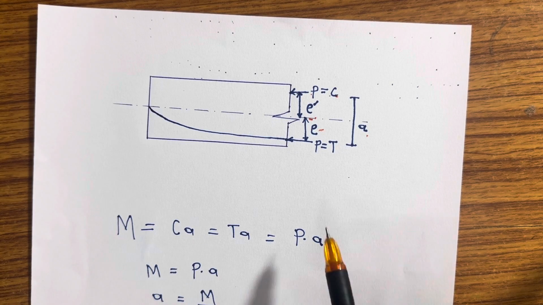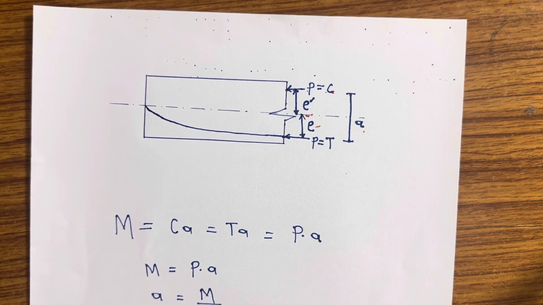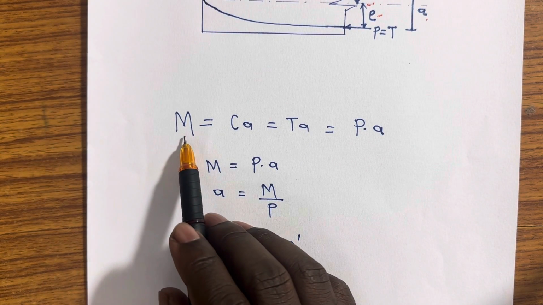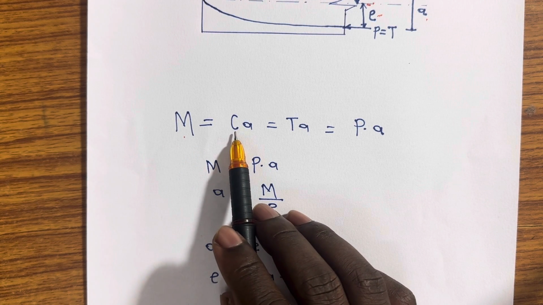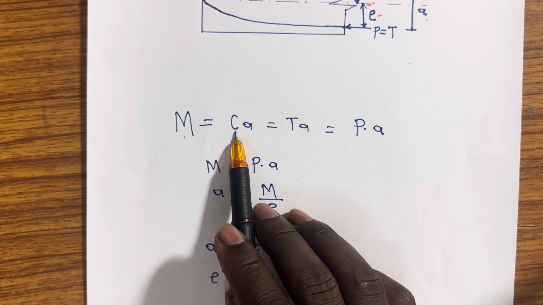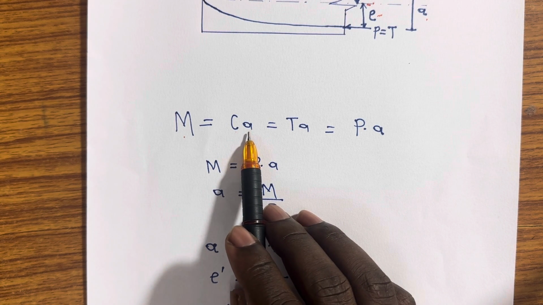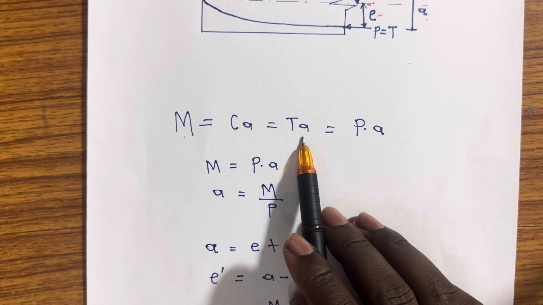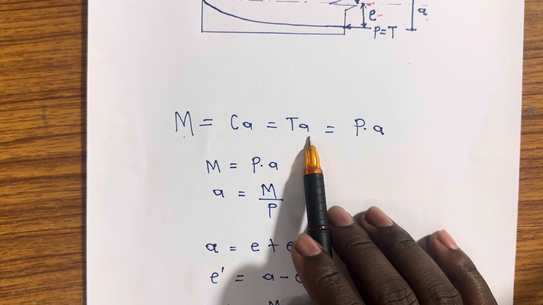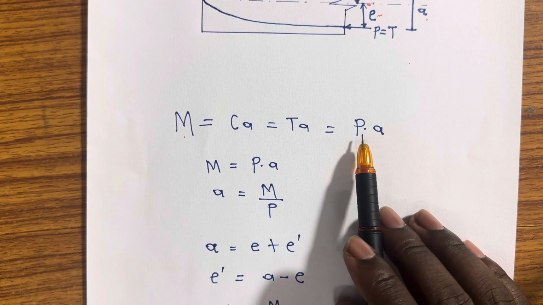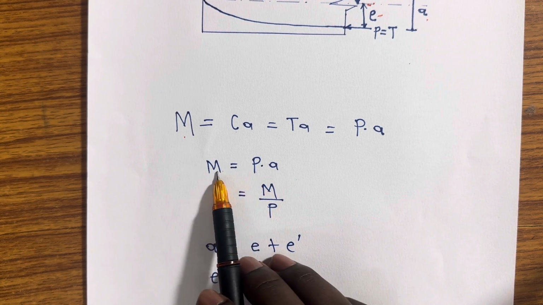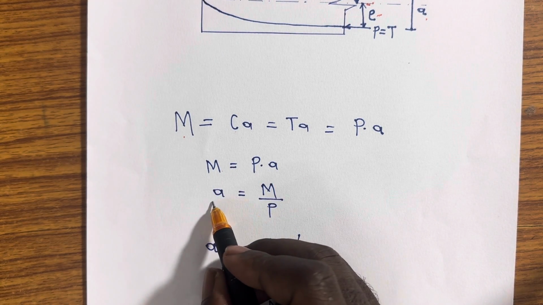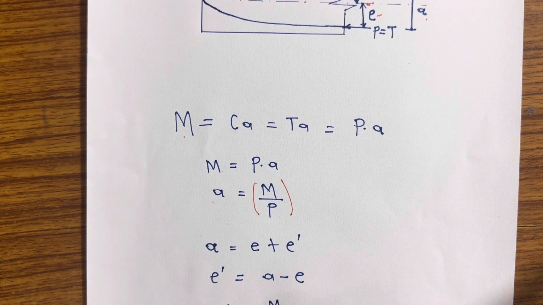That's why we have this prestressing force, P equals T in this case. Now we know that moment is given by force times distance. If the force is C, the distance is a, the total distance, or you can say it is T, if you're considering the downward one, times distance a. So this is the same as P times a. So M equals P times a. If I want to get only a, it's going to be M divided by P. This particular expression is very important to us.